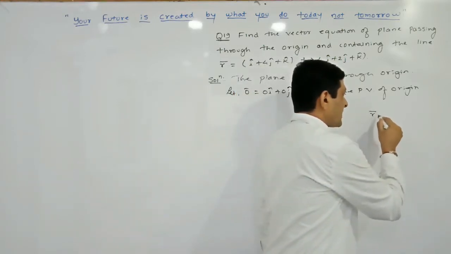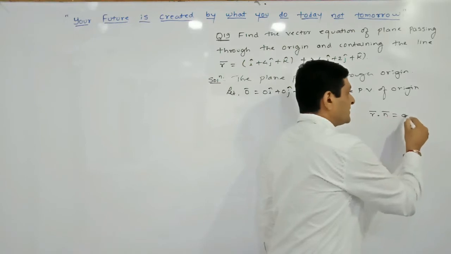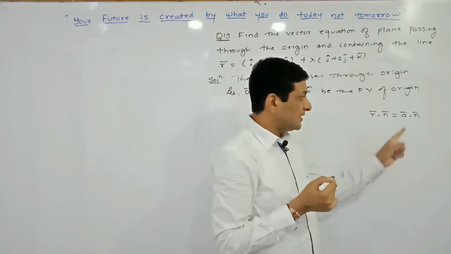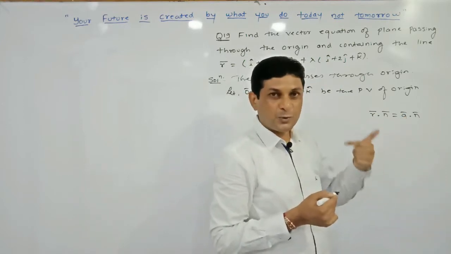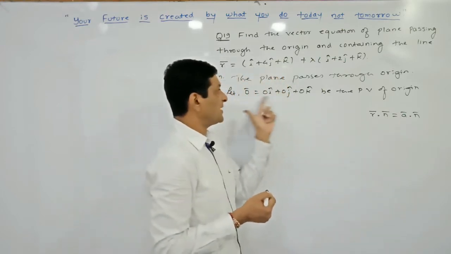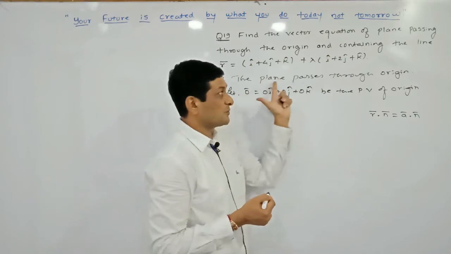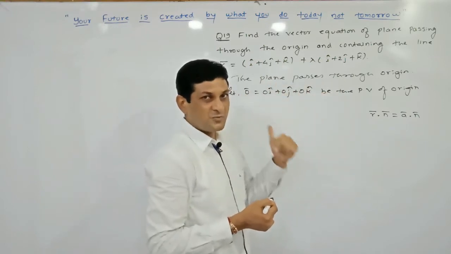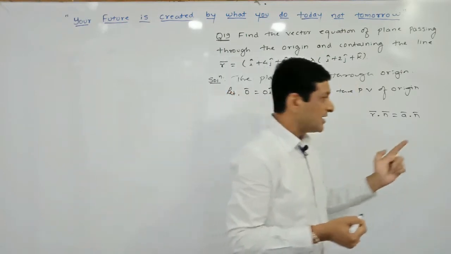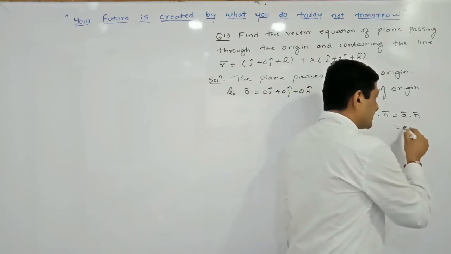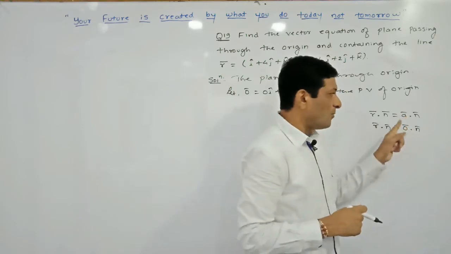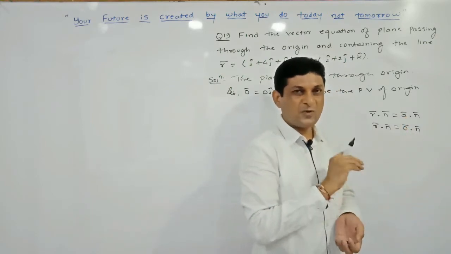Now what is the formula to find the equation of the plane? The equation of the plane can be found by applying the formula r bar dot n bar is equal to a bar dot n bar. This is one formula to find the vector equation of a plane. In this case, what is a bar? A bar is nothing but the position vector of one point on the plane. Instead of a bar, the position vector of one point on the plane, here we have denoted by O bar, because the plane passes through the origin. Now the value of this a bar, that is O bar, is known to us.